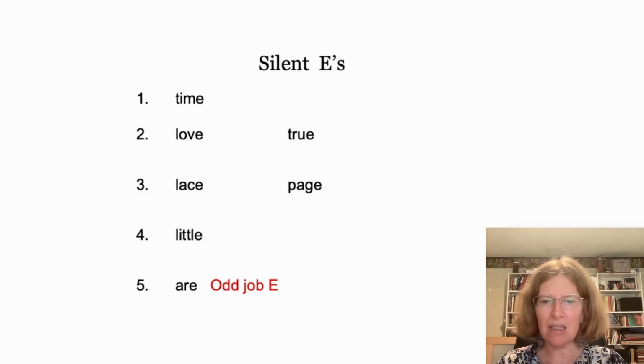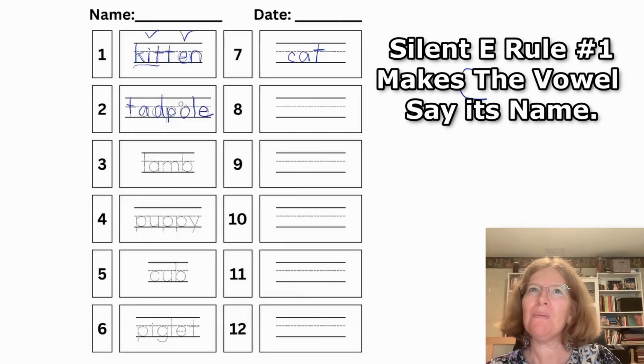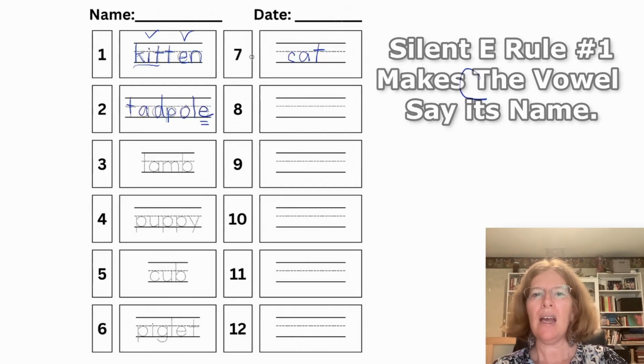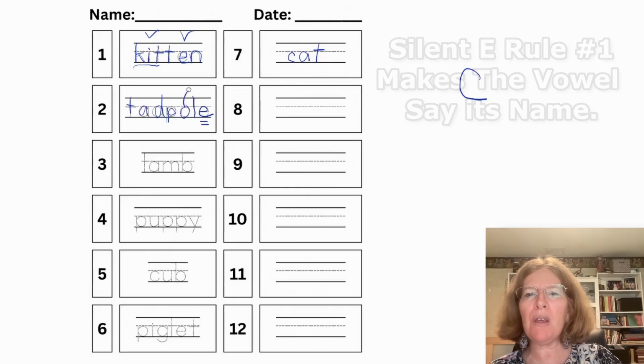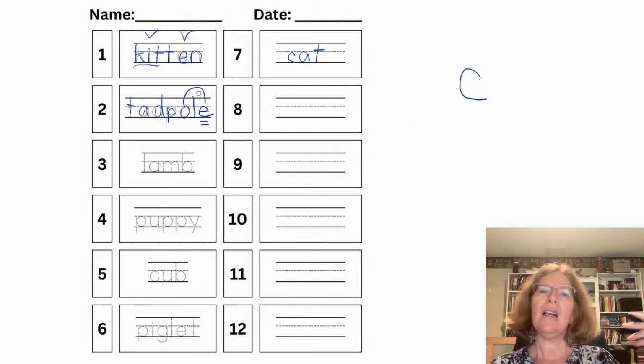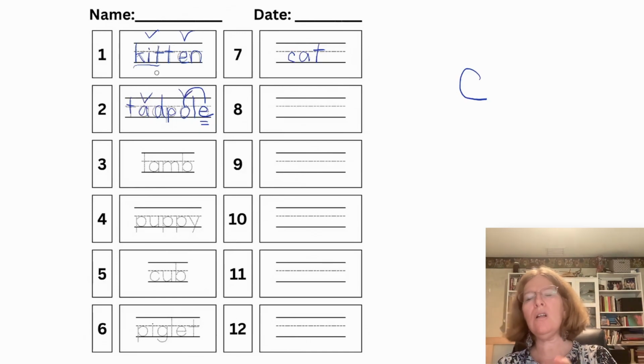Why do we need the silent E in this word? To make the O say O. So how do we mark silent E's? You underline it twice. You always underline the silent E twice. And we're going to draw a bridge from the O to the E. That's why we need the silent E. Now, how many vowels in the word? 2. And let's sound it out. T, ad, tad, p, o, pole.